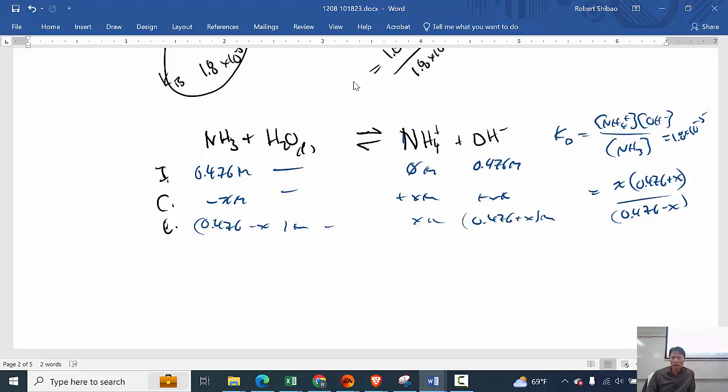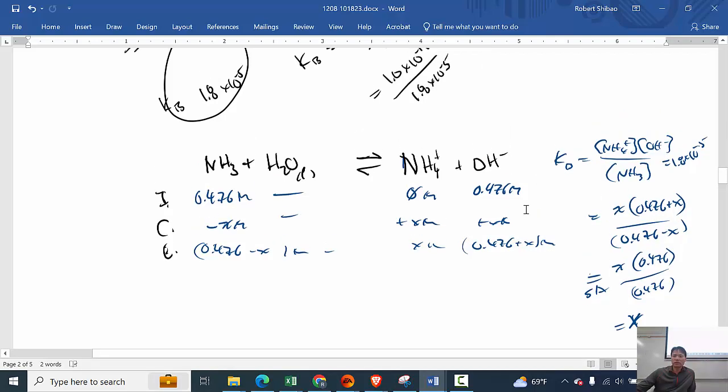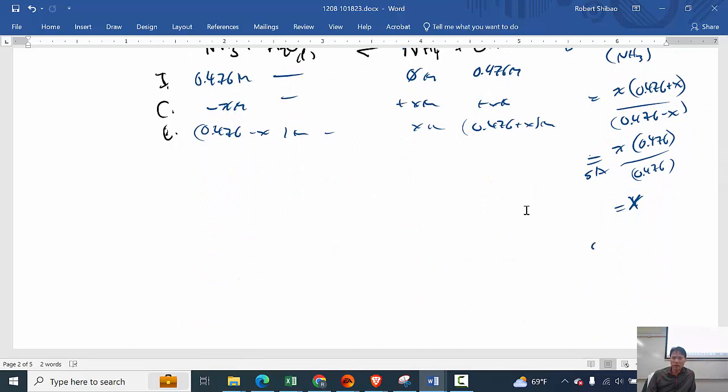On the smaller side. And 0.476, that's reasonably concentrated. So we'll try the simplifying assumption. And if we do the simplifying assumption, then 0.476 plus X just goes to 0.476. And 0.476 minus X also goes to 0.476. And so X is just equal to Kb, 1.8 times 10 to the minus 5. Now, we have to justify the assumption, so let's go ahead and do that. The percent change is equal to X over 0.476 times 100%.